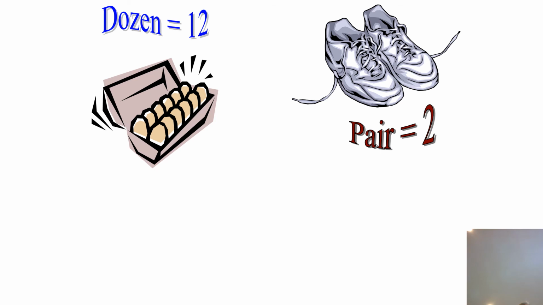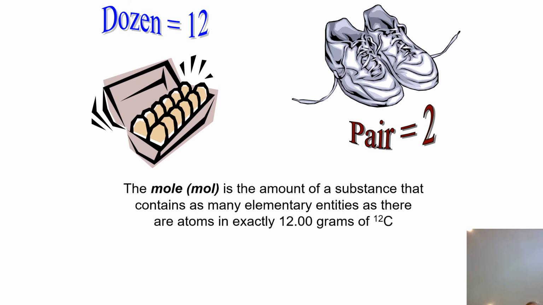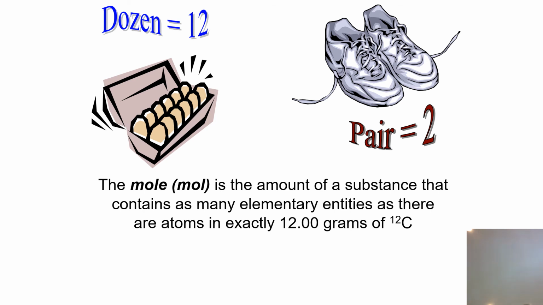Shoes come in pairs. So the mole is the amount of a substance that contains as many units as there are atoms in exactly 12.00 grams of C-12. And this mole unit can be applied to anything. We'll only use it with respect to atoms and molecules, but we could talk about a mole of basketballs, or a mole of pennies, or a mole of apples.